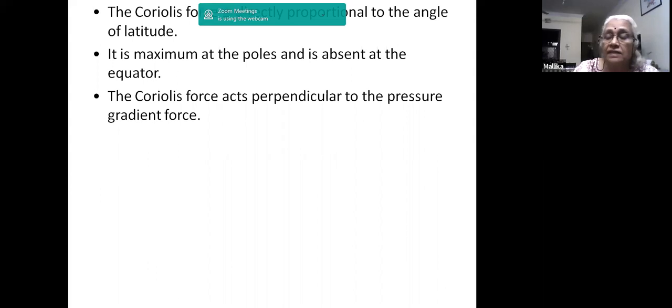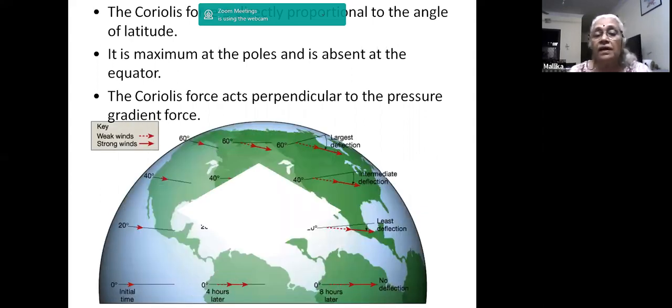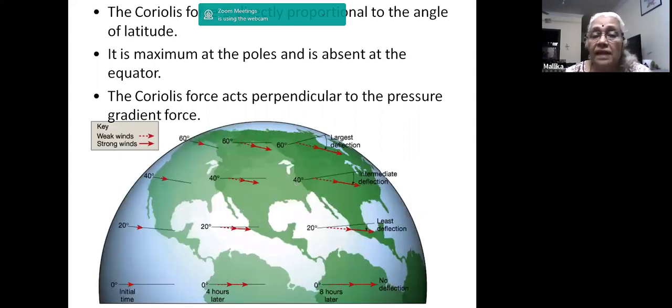And secondly, it acts perpendicular to the pressure gradient. Pressure gradient, remember, is a direct path between high pressure and low pressure. But the Coriolis force acts perpendicular to it, and therefore the wind is pushed. So then the wind direction changes.